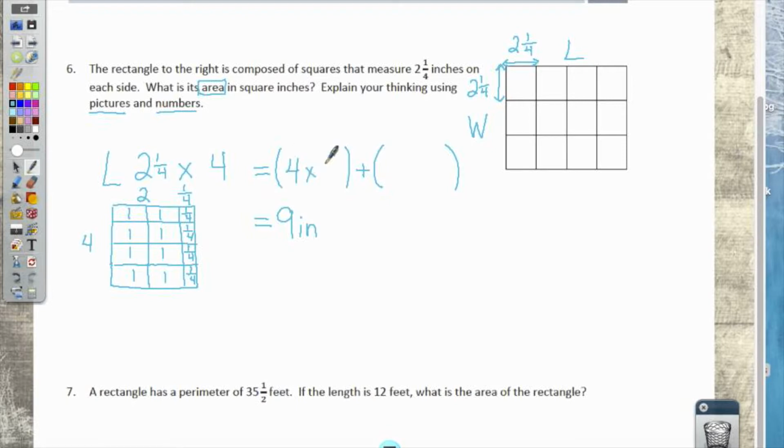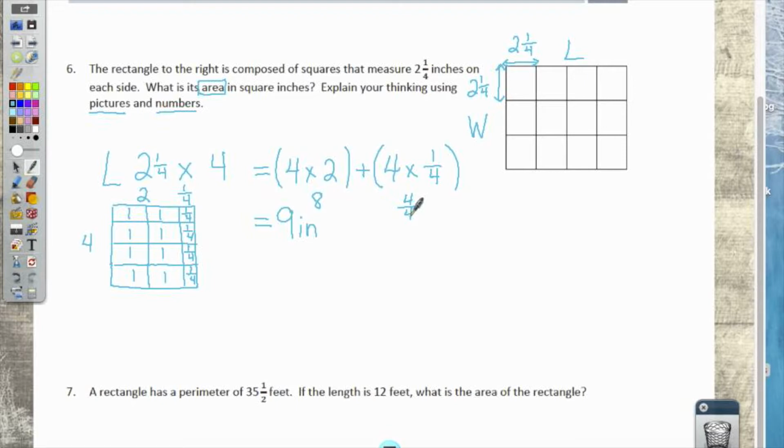4 times 2 and 4 times 1/4. It doesn't really matter which way I do it. So what's 2 times 4? 8. Okay. And what's 4 times 1/4? 4/4, which is 1 whole, right? So that's how we got 9.